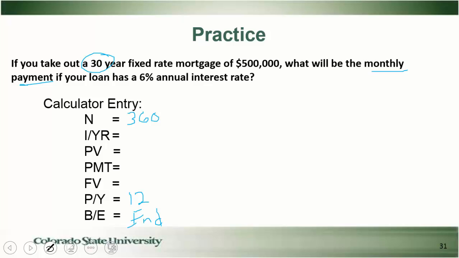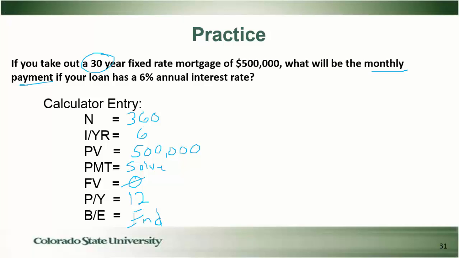The annual interest rate is 6%. I'm receiving $500,000 from the bank or mortgage company. I want to know the payment, and at the end of the 30 years, I don't want to owe any more money. I'm just going to state that the future value is equal to 0.